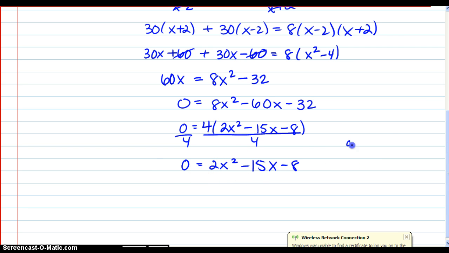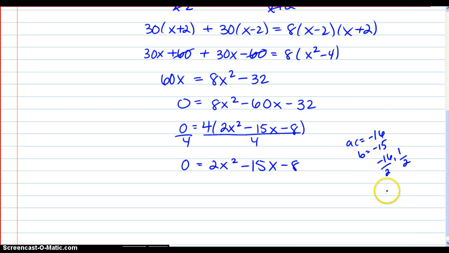So from here, I'm going to do my AC method and get 16. I need something that then adds to negative 15, and I'll find that that's negative 16 and positive 1. But because it starts with a 2, I'm going to divide both of those by 2. So I'm actually left with a negative 8 and a 1/2. So that allows me to factor to x minus 8 times 2x plus 1.